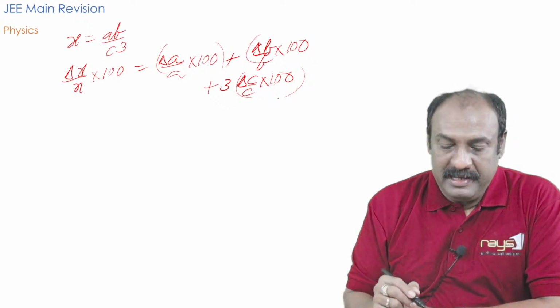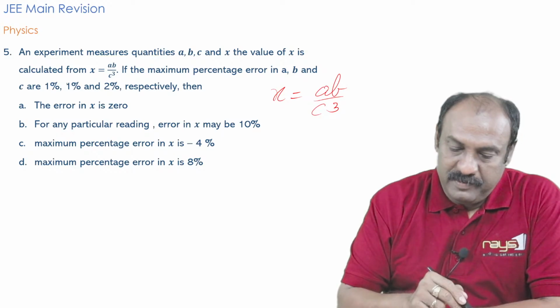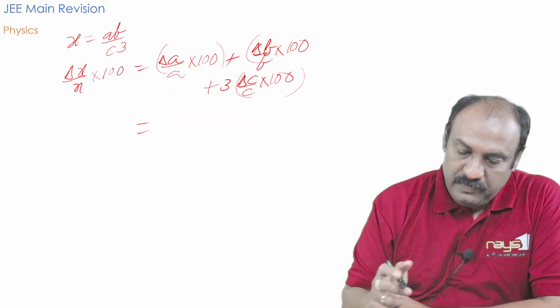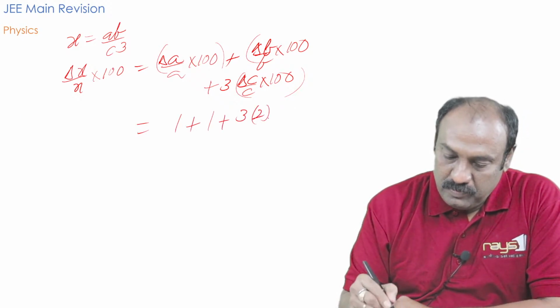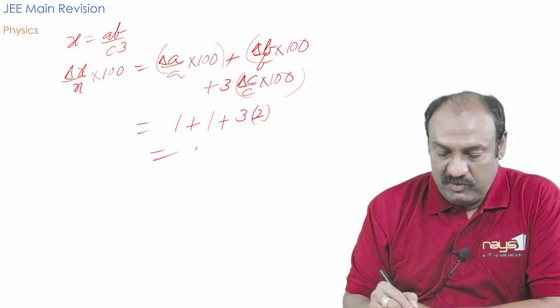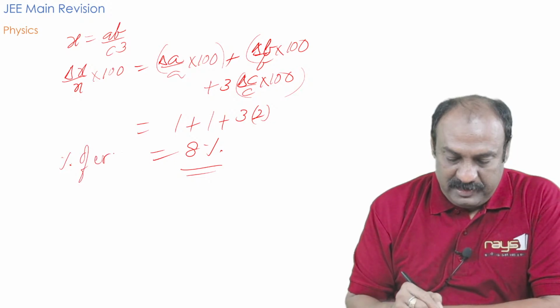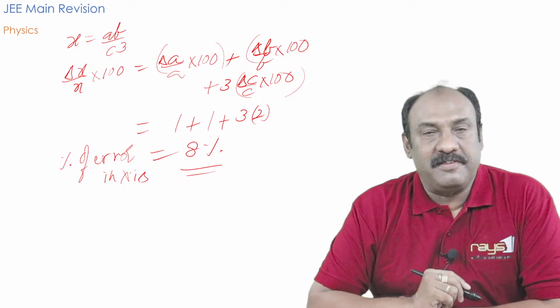Delta A by A into 100 value is given as 1, B value is 1, C value is 2. So 1 plus 1 plus 3 into 2, that equals 6 plus 1 plus 1, 8%. So the percentage of error in x is 8%, which is the answer.